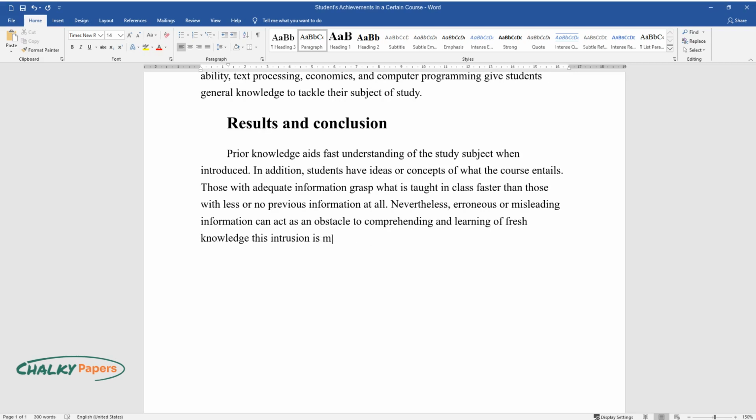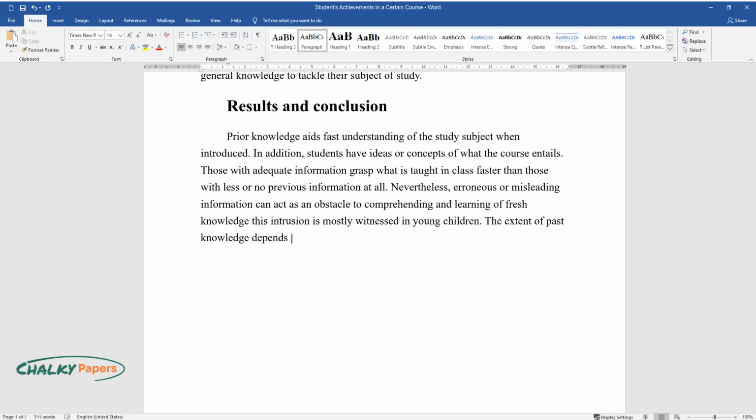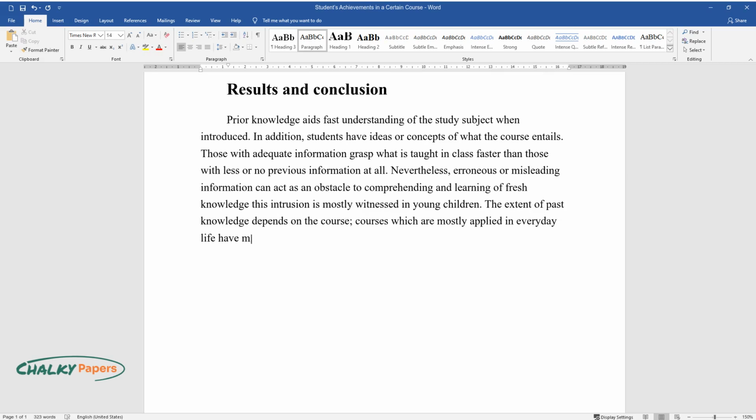This intrusion is mostly witnessed in young children. The extent of past knowledge depends on the course. Courses which are mostly applied in everyday life have many sources of information, thus easy accessibility.